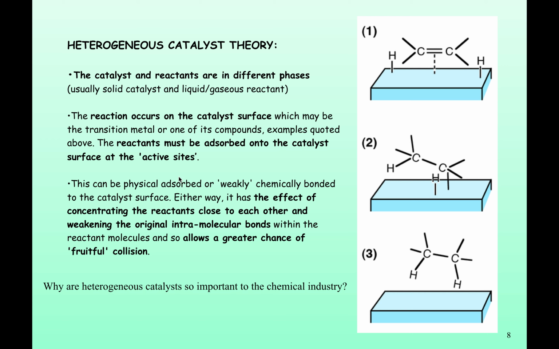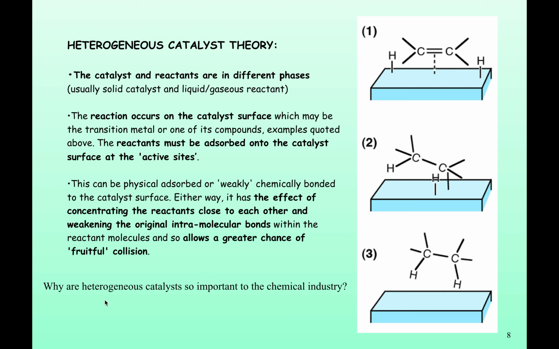There are active sites on the catalyst, so places where the reactant molecules can attach. Active sites, they're called. And these reactants are adsorbed onto the surface. It's just a superficial thing. Their bonds are weakened by this adsorption process. It brings the reactants closer together on the surface, and therefore they can react with each other, they can form the product, and then the product is desorbed from the surface. So it leaves the surface.